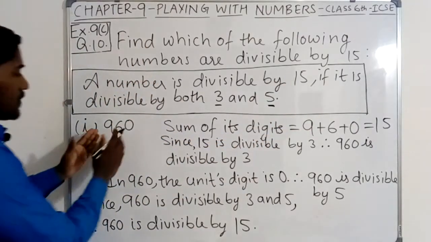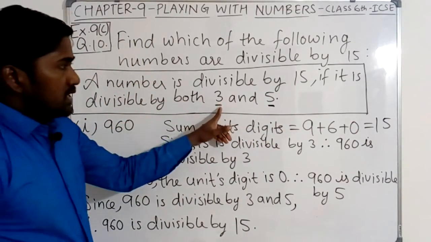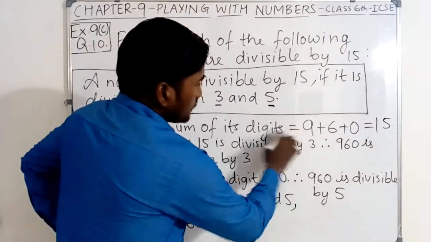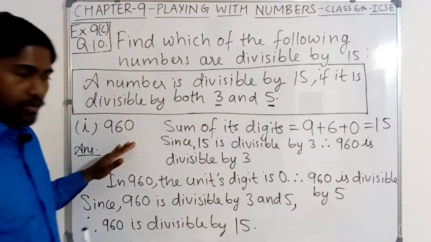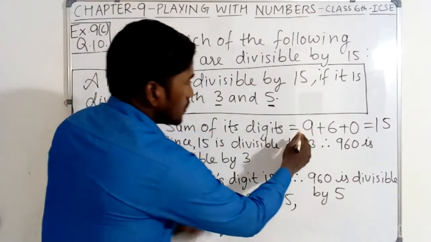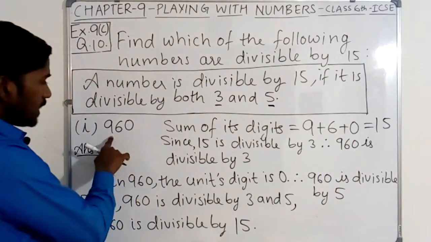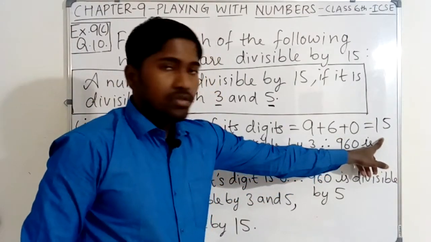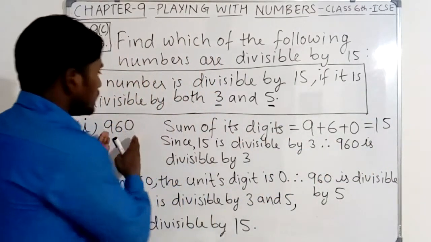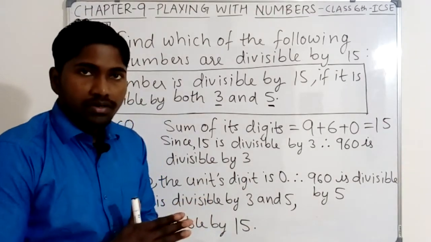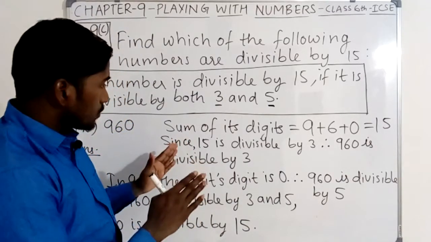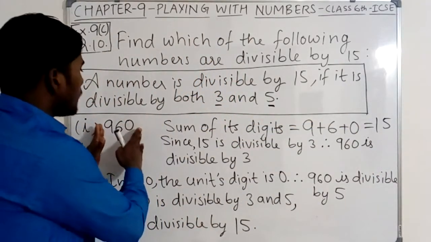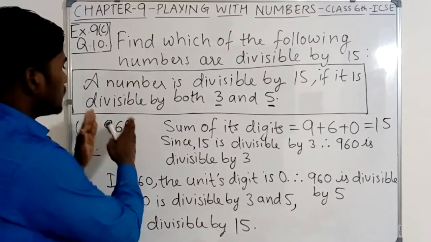So we have to check whether this number is divisible by 3 and this number is divisible by 5 or not. Sum of its digits is equal to, first what will we find? We will find its sum. Sum of its digits is equal to 9 plus 6 plus 0. 960 is given. So 9 plus 6 plus 0 is equal to 15. So we have to check whether the sum of its digits is divisible by 3 or not, for divisibility by 3. So see here, it is 15. So 15 is divisible by 3. It means this number is divisible by 3. So it is clear that this number is divisible by 3.